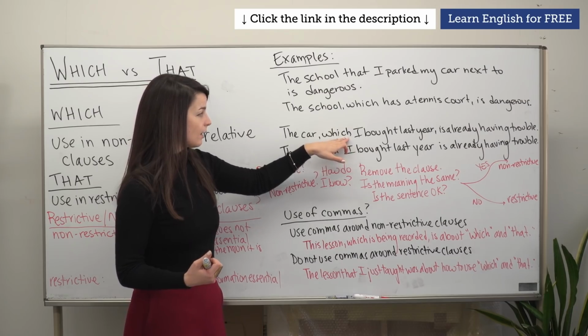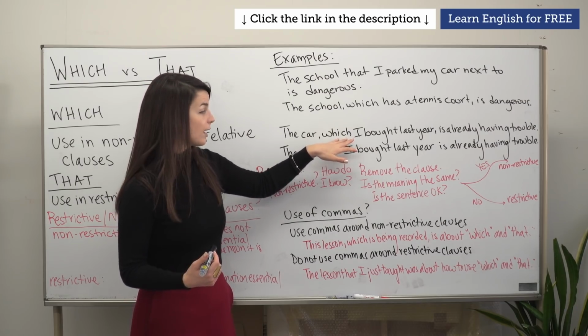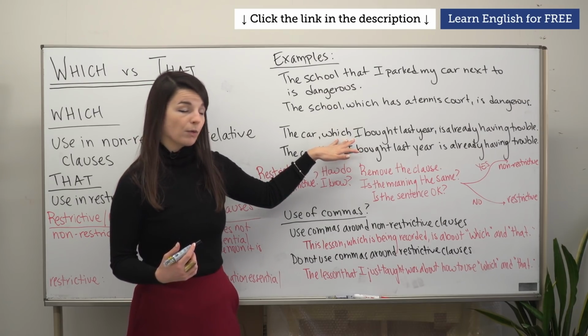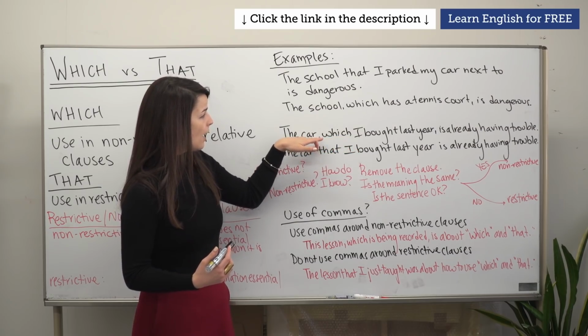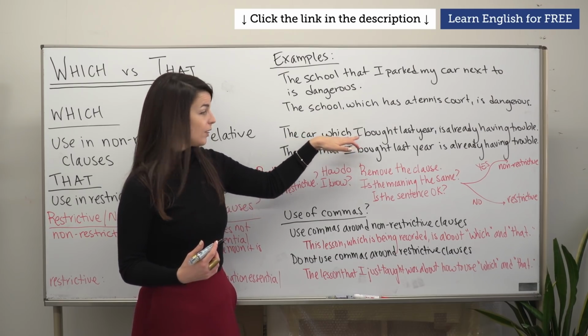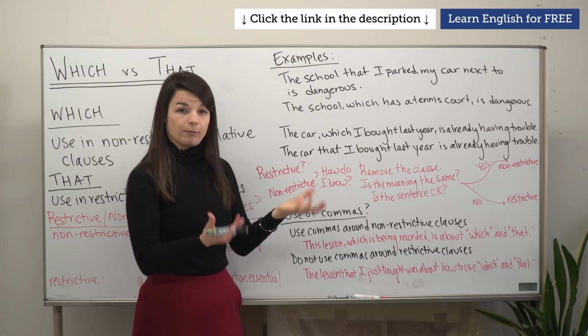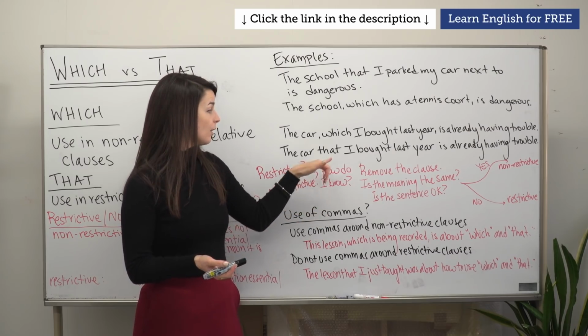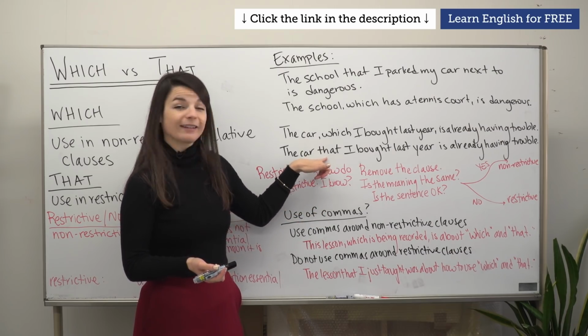One, by seeing that in the first sentence we're using a non-restrictive clause here with which, we see the car which I bought last year. This shows us that this is extra information about the car. Here, however, we see that this is essential information.